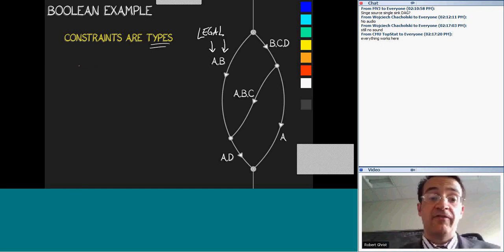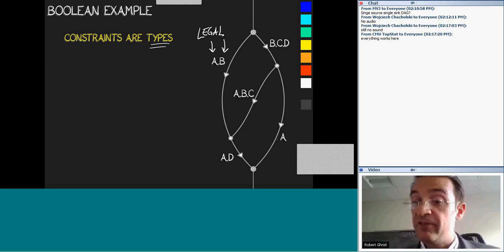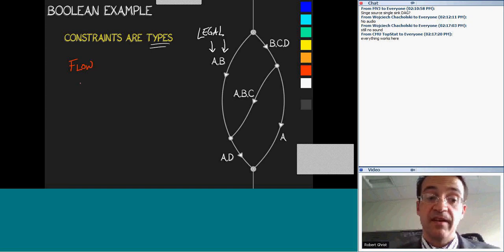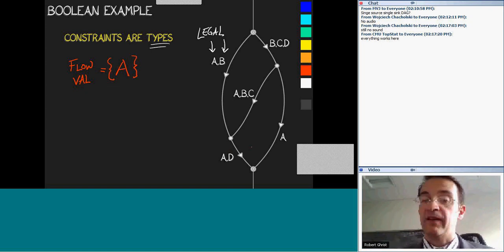Well, if I just look at it and say, you know, BCD here, ABC here, AD here, I have to take a lot of intersections over various paths. It's pretty clear that the only feasible value is A. That's it. That's the only thing that can be sent over this network. And that has to come down that path right here. That's the only thing that can be done.